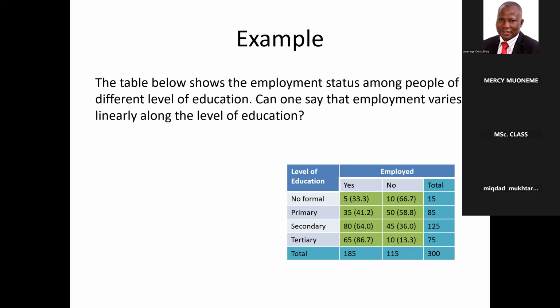So for the chi-square for trend, the outcome must be dichotomous, either yes or no, here employed or not employed. But the exposure variable must be ordinal, something that has a gradient. You cannot do it for religion, because religion is not ordinal. There's no need to show that one religion is superior to the other. You cannot do it for ethnicity.